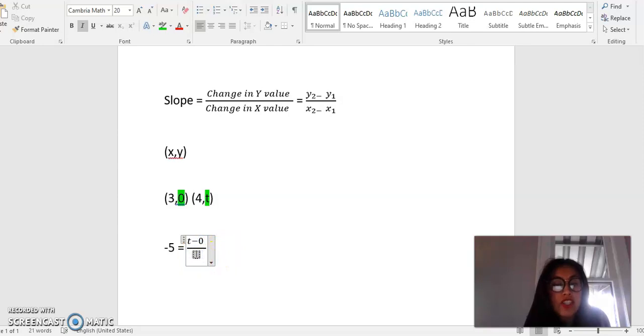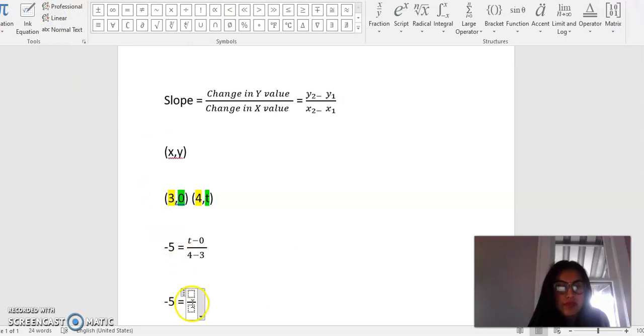Then at the bottom, we're going to find the change in x value. So we're going to do x2, which in this case is 4, and I'm going to highlight it in yellow to symbolize that it's my x value, 4 minus, and then I have 3 as my x1, 3. Now I'm going to simplify. I'm going to leave -5 alone, and then simplify the bottom portion. I'm going to leave t minus 0 alone. I know that 4 minus 3 is 1.